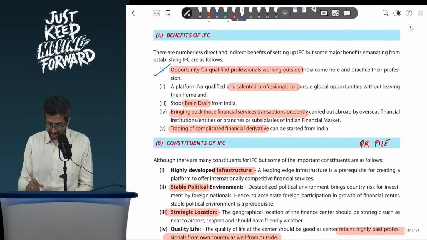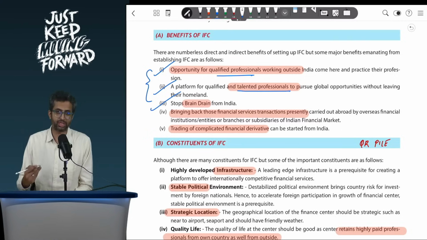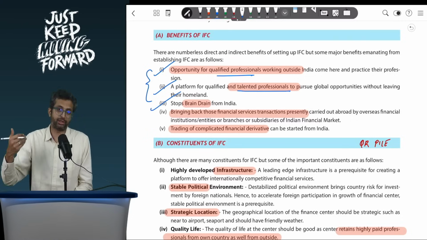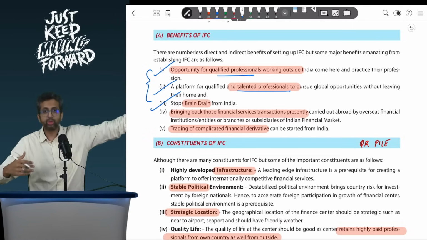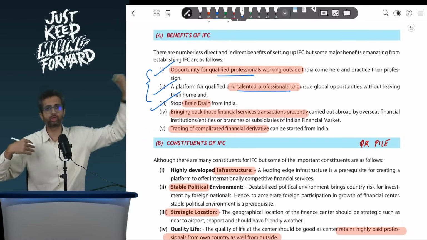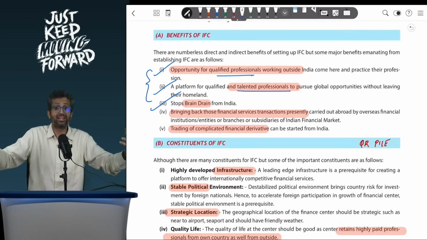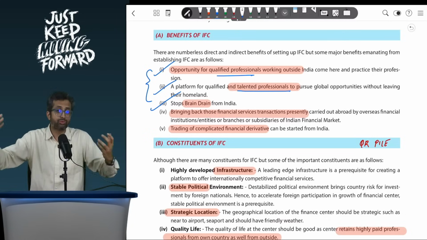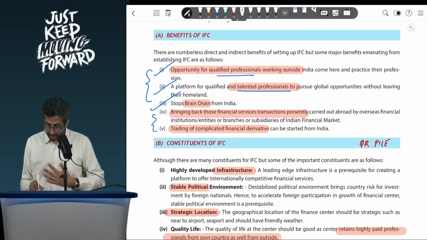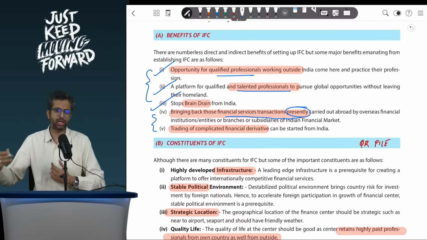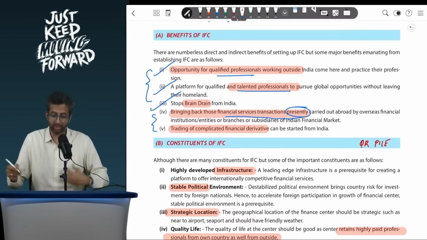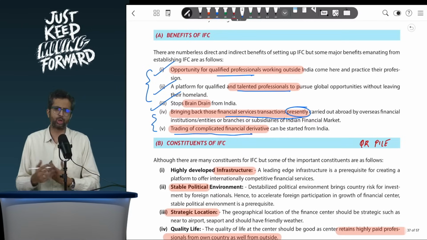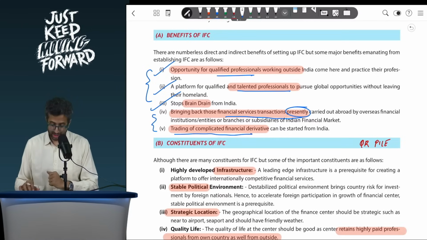So benefits: it's an opportunity for qualified professionals, especially finance professionals like you. A platform for talented professionals to pursue opportunities, and to address brain drain. So this is probably to retain our talent and to get good talent in our country like the US. So many of our good engineers go over there. Imagine if they are in India. Finance professionals, imagine if they are in India, how good will our country grow. Bringing back financial services transactions which are presently carried out abroad because we don't have the ecosystem. We want to develop that ecosystem, and trading of complicated products also to be done. So these are the benefits of an IFC.